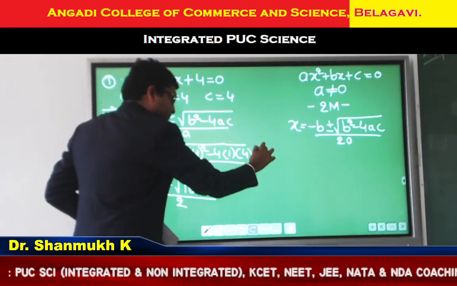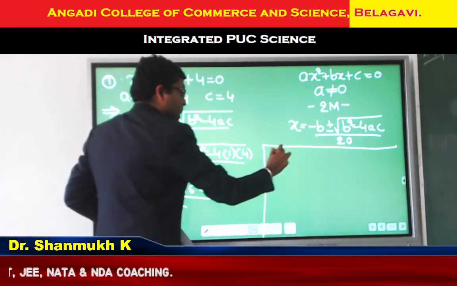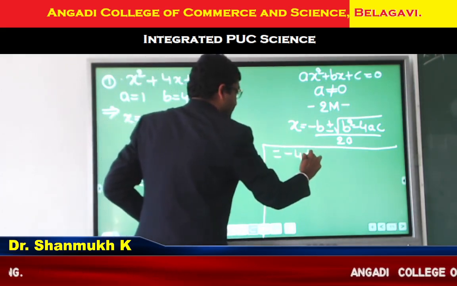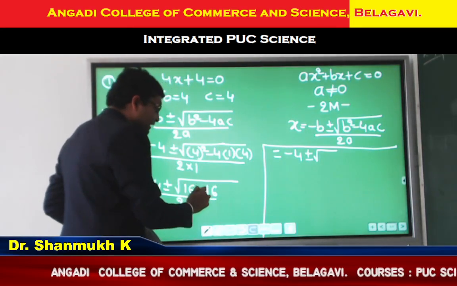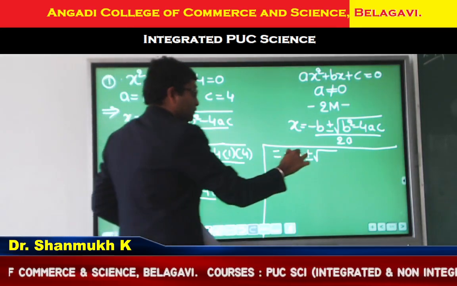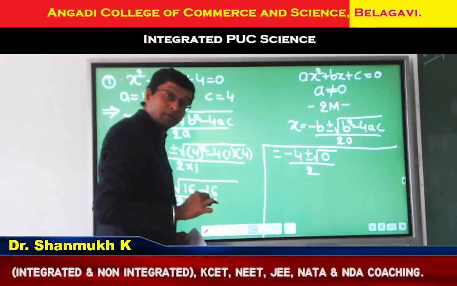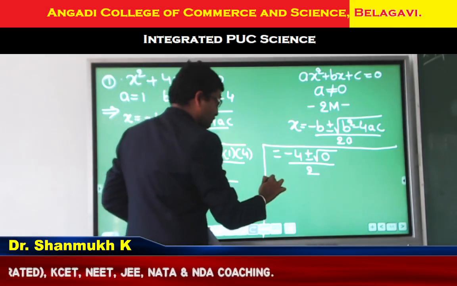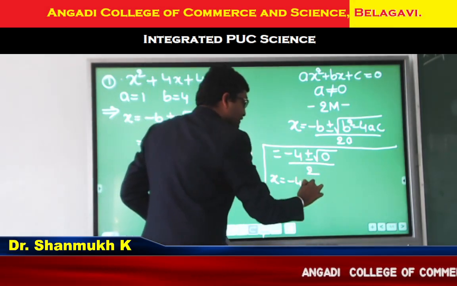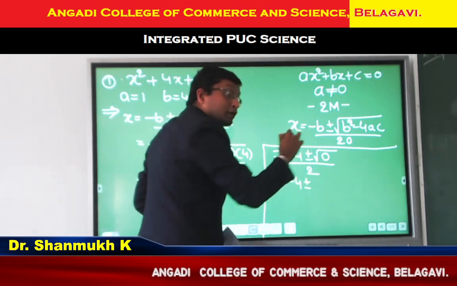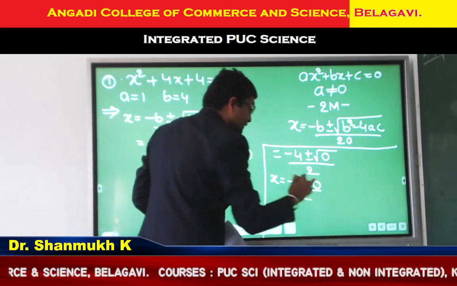In the next step, we take minus 4 plus or minus, as it is, under the square root of 16 minus 16, which cancels. We are going to get 0 divided by 2. So we get the solution as x equal to minus 4 plus or minus square root of 0, which is 0, divided by 2.